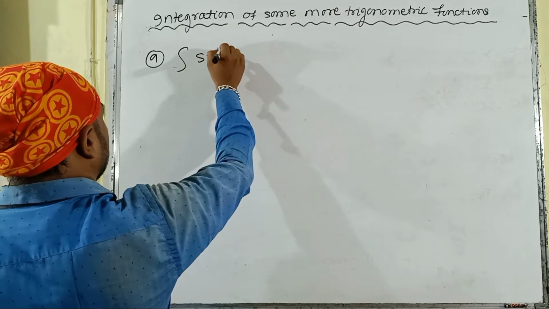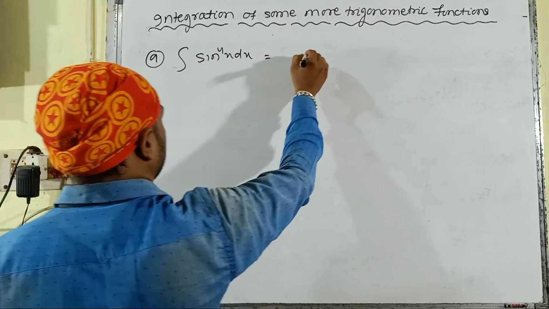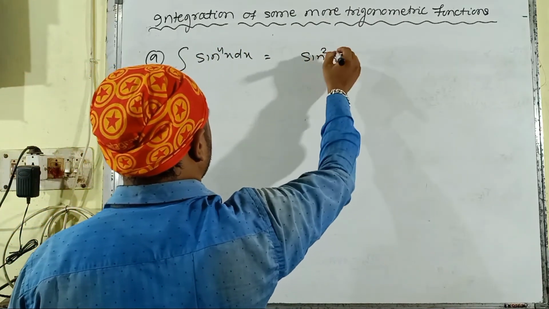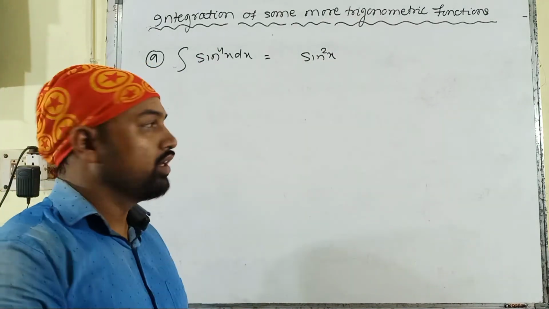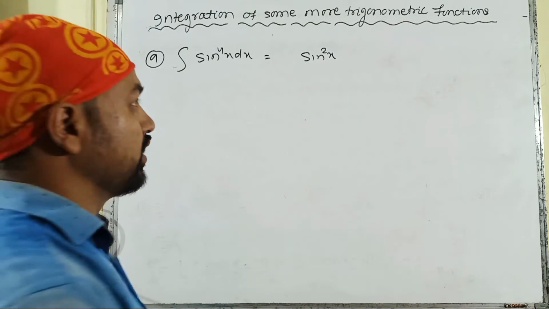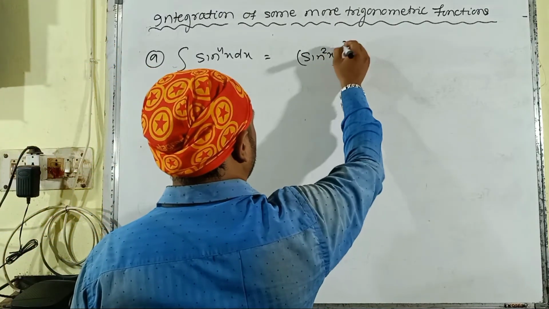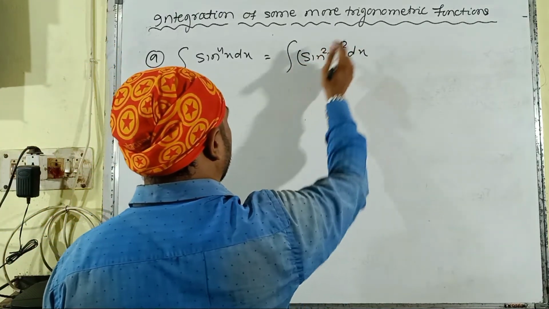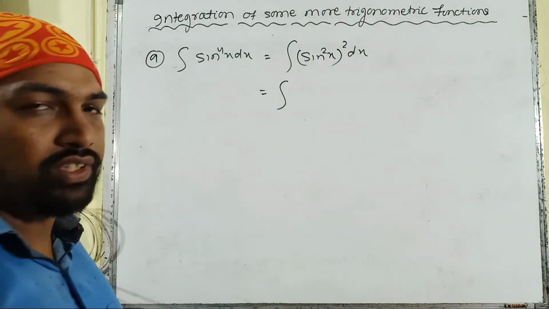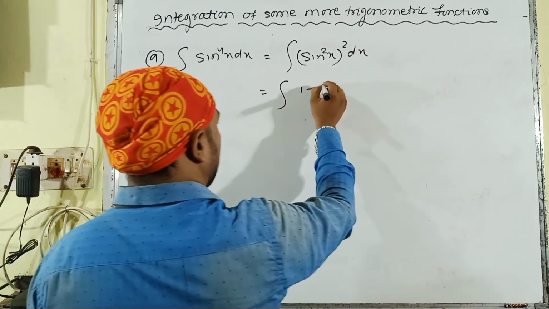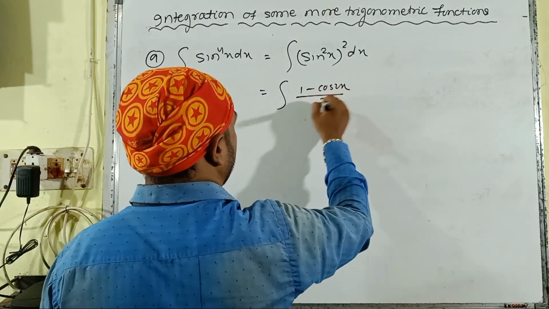Integral of sine to the power 4 x. First of all, we have to convert the given problem, which contains a positive even integer power, into the form of sine square x. So it is the integral of the whole square of sine square x dx. Then we apply the value of sine square x, that is (1 minus cos 2x) divided by 2.